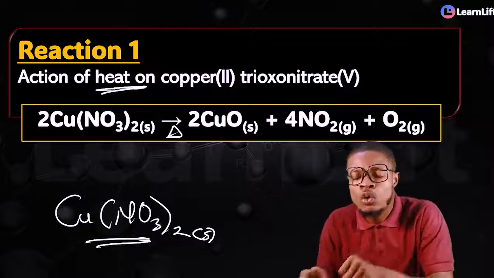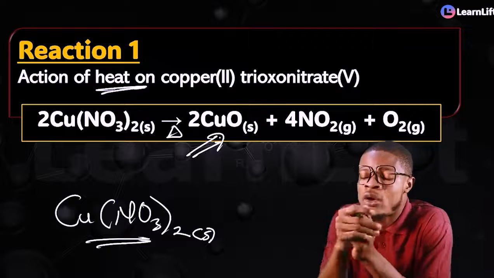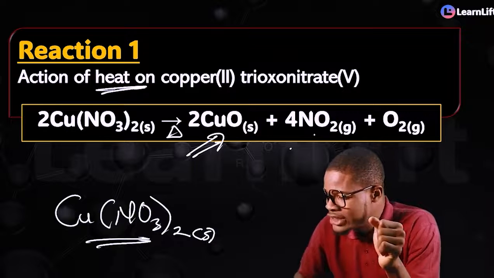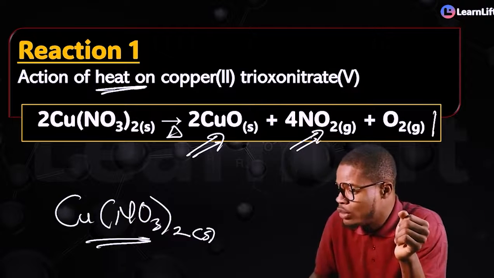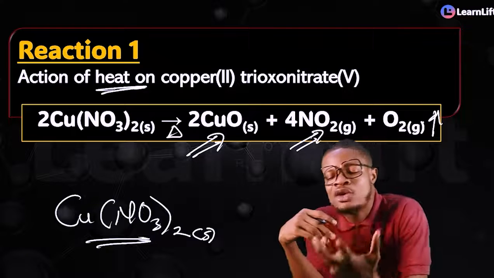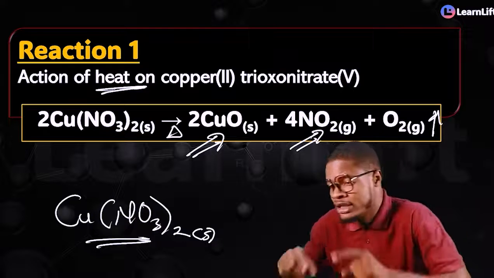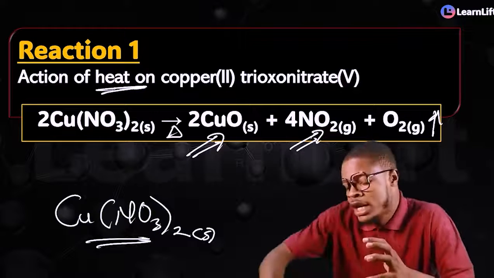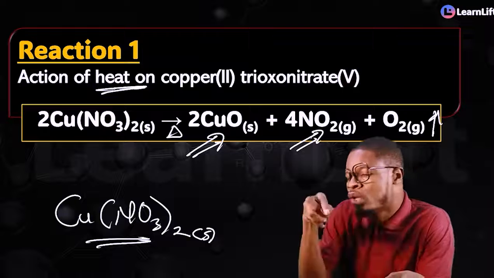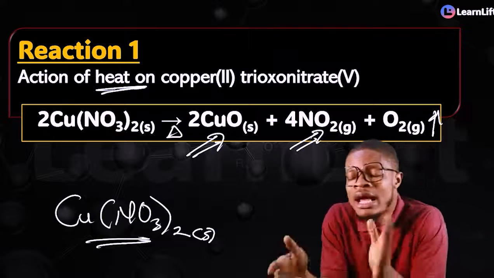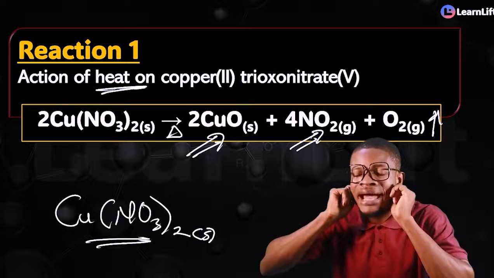When I apply heat to copper(II) trioxonitrate(V), it's going to decompose into my black sample of copper(II) oxide, nitrogen dioxide, which is nitrogen(IV) oxide, NO2, and then oxygen gas alongside it. So when I heat Cu(NO3)2, it will break down into copper(II) oxide, which is black, nitrogen(IV) oxide, NO2, and oxygen gas. This is one of the reactions I can use to obtain my copper(II) oxide.